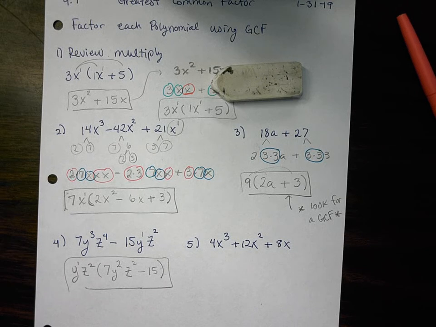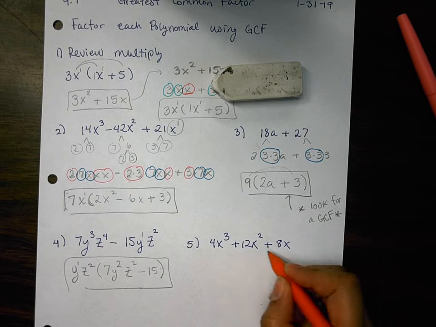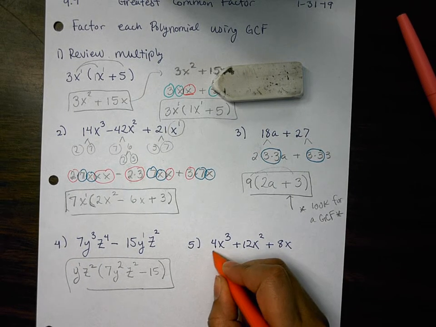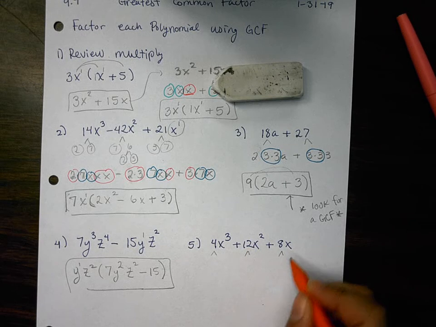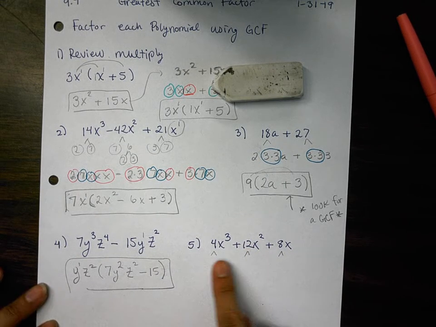I'm going to let you try this one on your own. You decide which method you want to use. If you like the breaking down, then break it down. If you like just looking at it and say, oh, I know the largest number that goes into 4, 12, and 8, then do that.